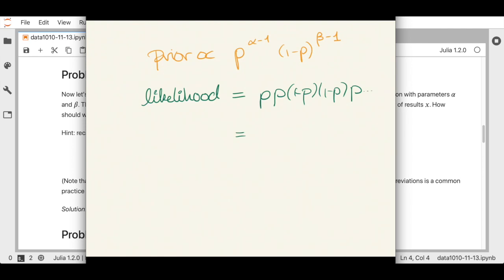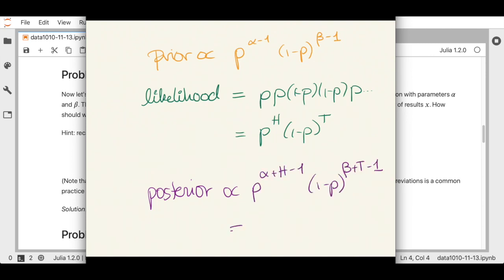So we can summarize this by saying p to the number of heads, which we can call, let's say, capital H, and 1 minus p to the number of tails, which we can call capital T. So H and T are just functions of the observed data, so we'll know their values whenever we see the data. And that means that the posterior, which is proportional to likelihood times prior, is proportional to p to the H, 1 minus p to the T, times p to the alpha minus 1, 1 minus p to the beta minus 1. And that works out to another beta distribution with the alpha and beta values just incremented by H and T. So that gives us a really nice interpretation for the parameters of the beta distribution.